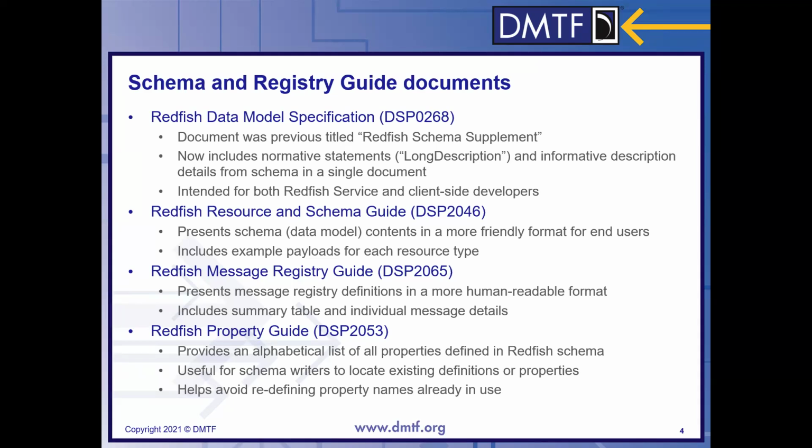The same is true for the standard message registries, which are produced in the message registry guide. And then lastly, if you're just stumped as to where something lands, there is an alphabetical list of properties that goes all the way across schemas, so it can help you to track down a specific property if someone's looking for something.